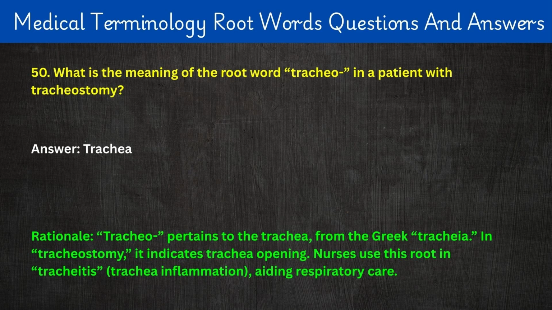50. What is the meaning of the root word trachea- in a patient with tracheostomy? Answer: trachea. Rationale: Trachea- pertains to the trachea, from the Greek trachea. In tracheostomy, it indicates trachea opening. Nurses use this root in tracheitis, trachea inflammation, aiding respiratory care.